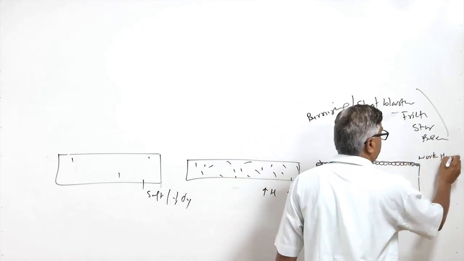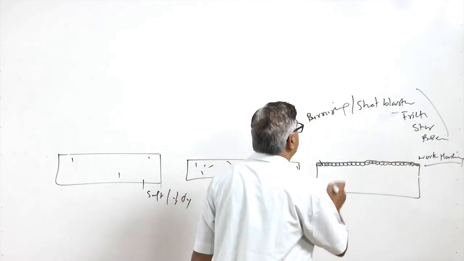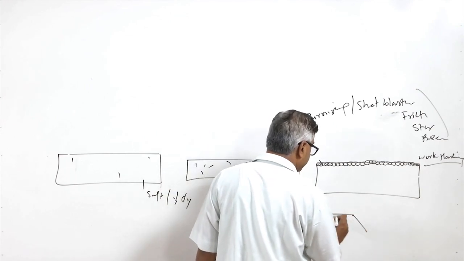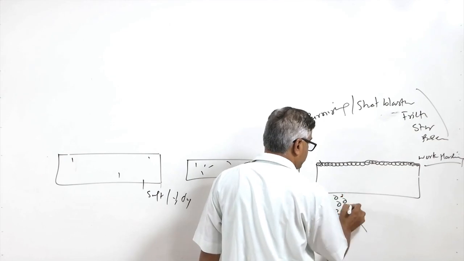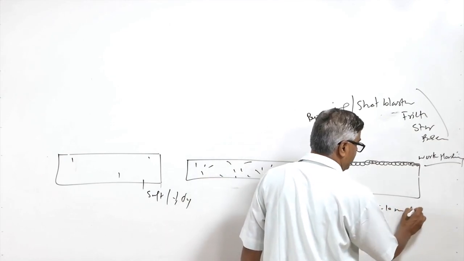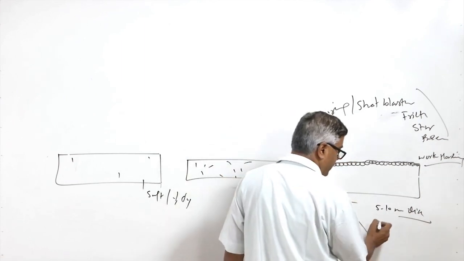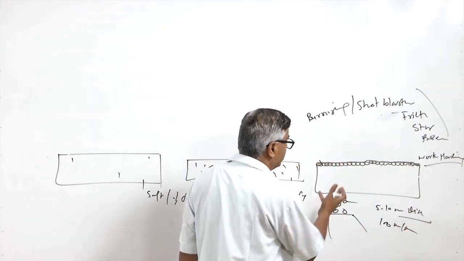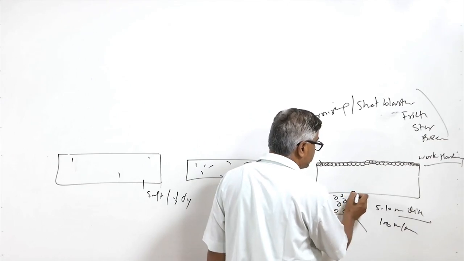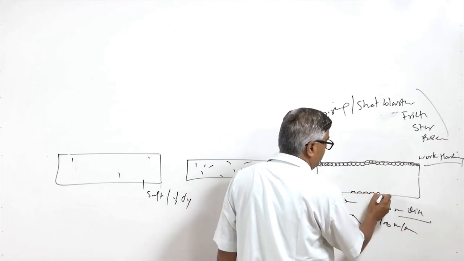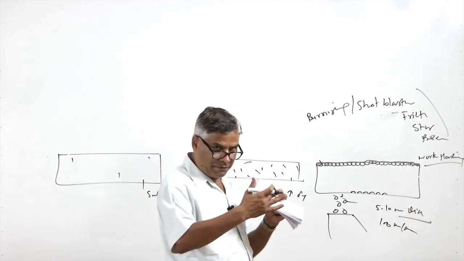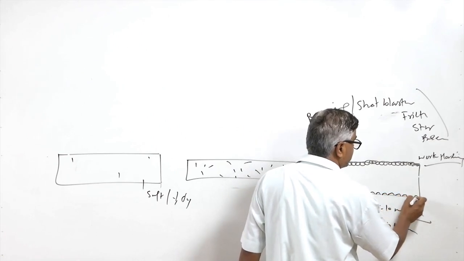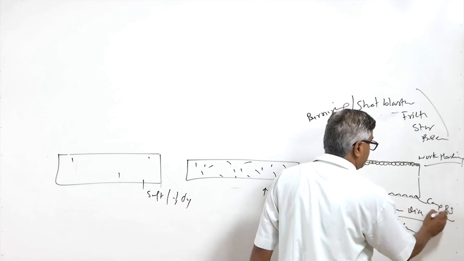This is what happens in the case of FSP, but in shot blasting, high speed balls are directed onto the surface, steel balls of 5 to 10 mm diameter moving at 100 meters per second. Whenever these balls strike the surface, it gets locally deformed plastically, meaning the near surface layers get plastically deformed, and this causes work hardening as well as the development of compressive residual stresses.